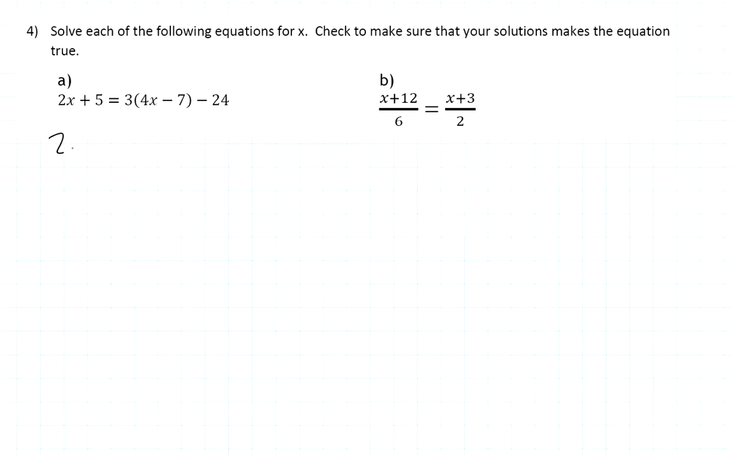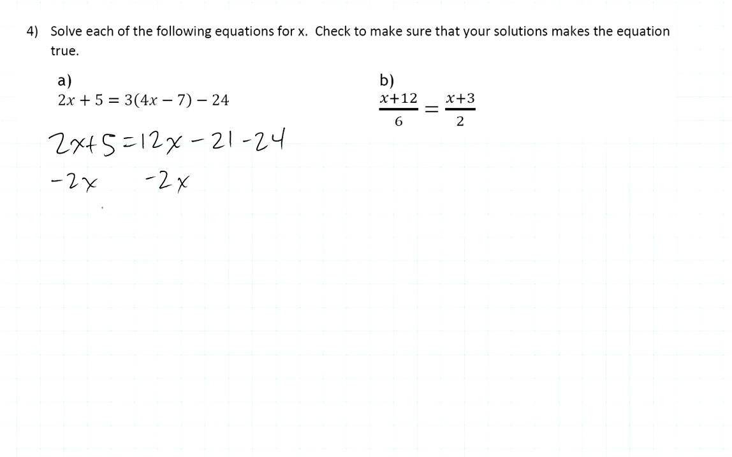So looking at A here, I'm going to go ahead and apply the distributive property first. So I'll rewrite the 2x plus 5, and that will equal 3 times 4x is 12x, and 3 times negative 7 is negative 21, and then I have a minus 24. Next, I think I'm going to go ahead and subtract 2x from both sides. I like to get my x's together as soon as I can, and that'll do that.